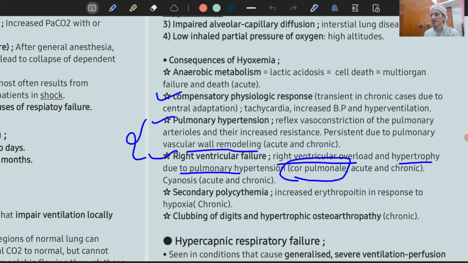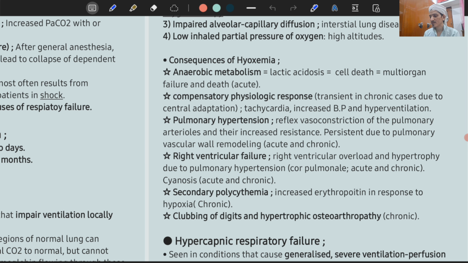What is cor pulmonale? Cor pulmonale is nothing but right heart failure due to pathology in the lungs. Right heart failure due to pathology in the lungs is called cor pulmonale. It can be acute or chronic. There will be cyanosis also, that can also be acute and chronic. So these two, pulmonary hypertension and right ventricular failure, can be seen in both acute and chronic.